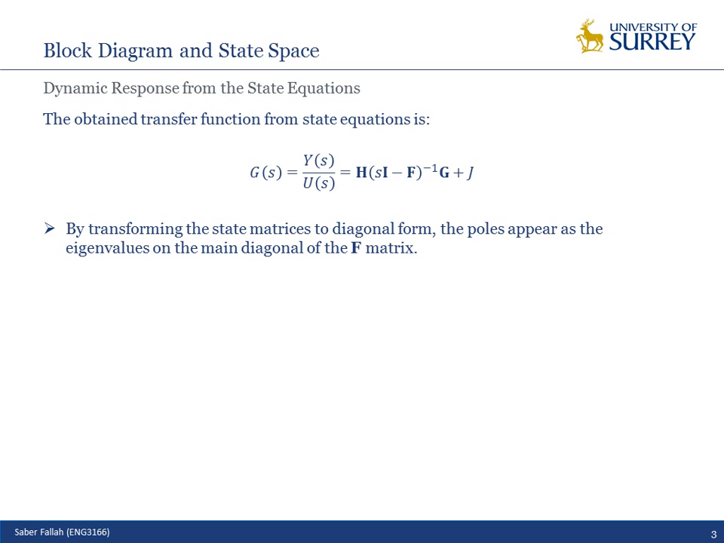Modal canonical form. Keep in your mind, if you use the modal canonical form, the poles of the system appear on the diagonal of matrix F.